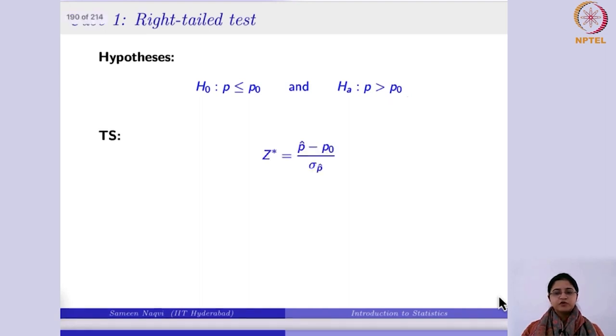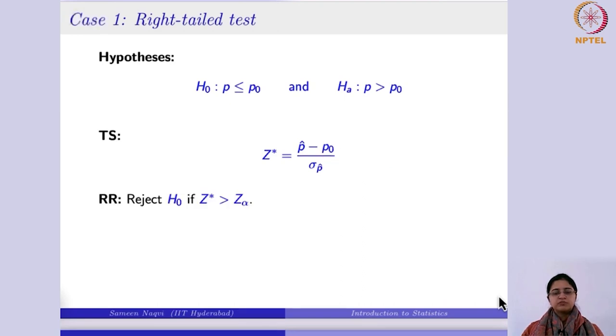The test statistic here would be, again, because it approximately follows the standard normal distribution, p hat minus p naught. So p hat here follows normal with mean p naught and variance sigma p hat square. You standardize it, and you would get a standard normal. This is calculated under the null hypothesis, so that is why you have p naught over here.